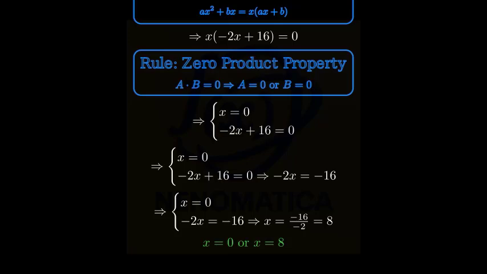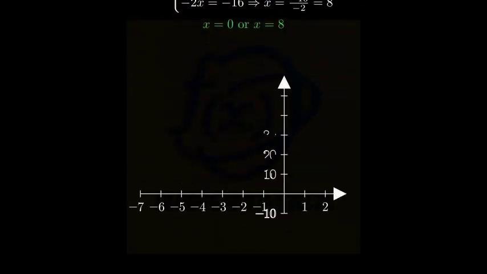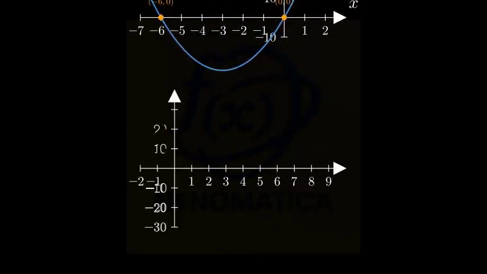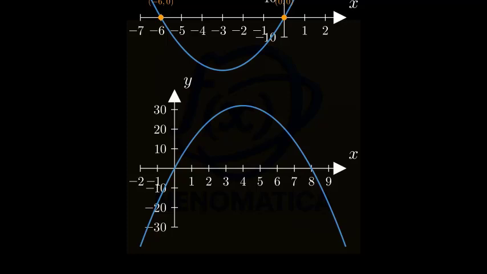Let's visualize these solutions with graphs. For the first equation, 3x squared plus 18x equals 0, we can plot the function y equals 3x squared plus 18x. The x-intercepts of this graph are at x equals 0 and x equals -6, which are the solutions to our equation. Similarly, for the second equation, -2x squared plus 16x equals 0, we can plot the function y equals -2x squared plus 16x. The x-intercepts of this graph are at x equals 0 and x equals 8, which are the solutions to our equation.